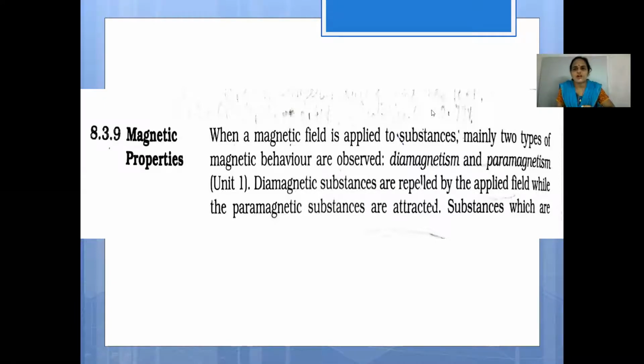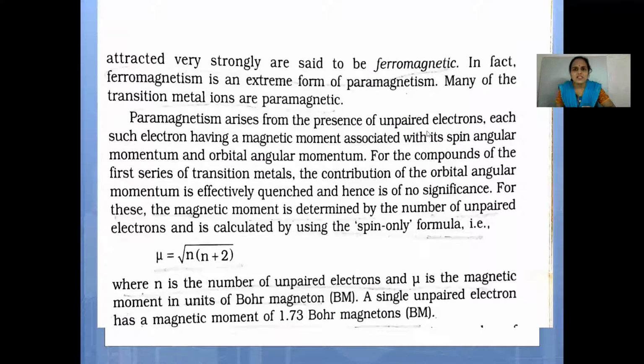Substances which are attracted very strongly are called ferromagnetic substances. In fact, ferromagnetism is an extreme form of paramagnetism. Many of the transition metal ions are paramagnetic due to the presence of unpaired electrons in the outermost shell.